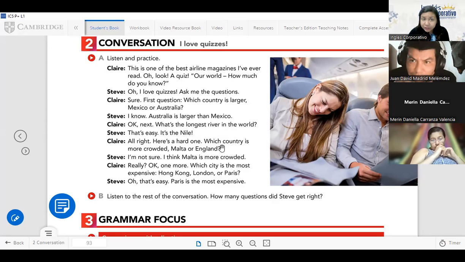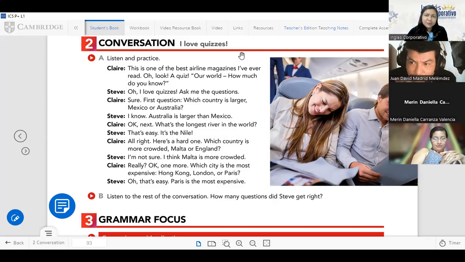Which country is larger, Mexico or Australia? What's the longest river in the world? Oh, that's easy. All right. I'm not sure. I think. Really? Okay, one more. Those expressions are important. They are called fillers. When you speak English, it's important also to use those expressions, right? Oh, look. All right. Really? Okay. Oh, that's easy. That makes your speaking a lot better.